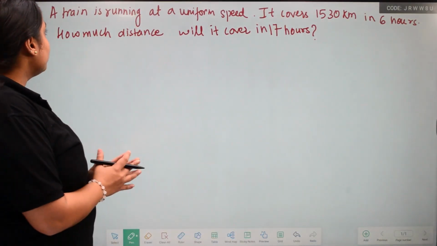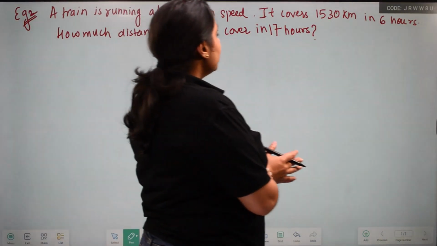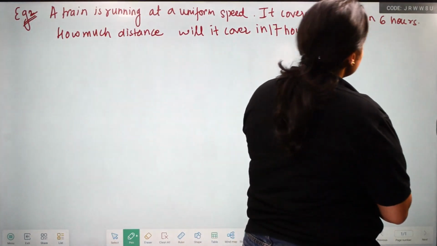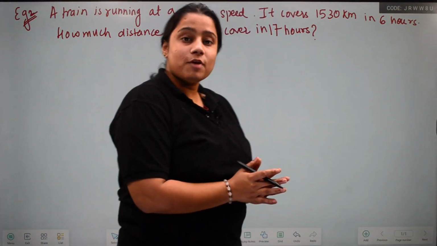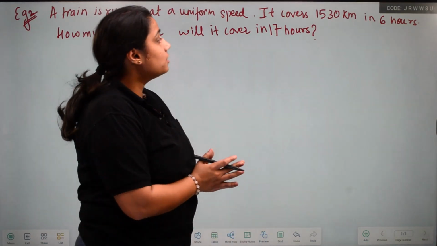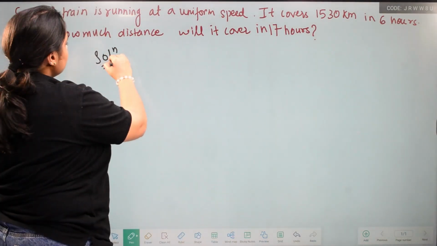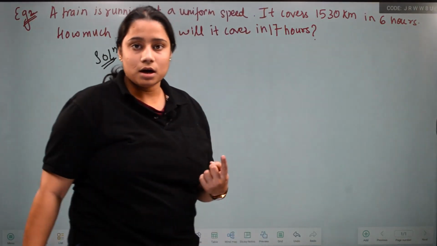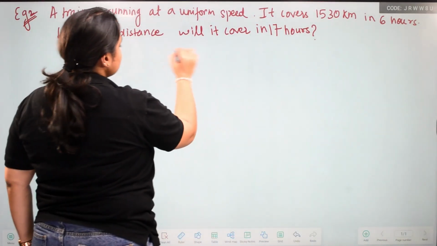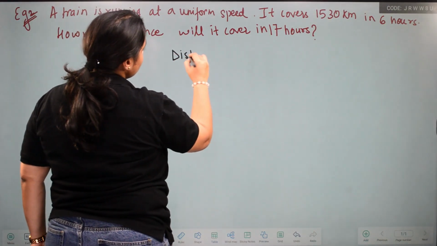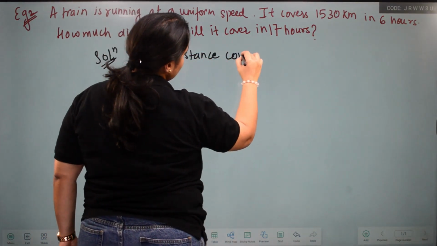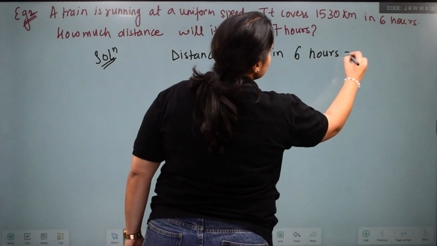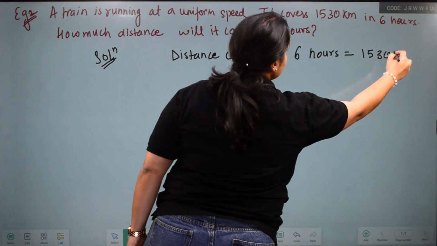Example 2. A train is running at a uniform speed. It covers 1530 kilometers in 6 hours. Then we need to find how much distance it will cover in 17 hours. For this, first we need to find out how much distance it will cover in 1 hour. So first I am writing the distance covered in 6 hours, which is equal to 1530 kilometers.